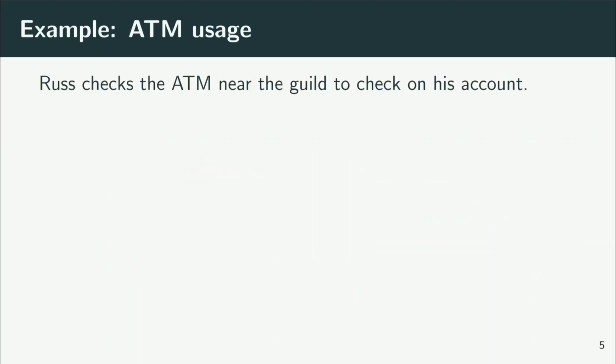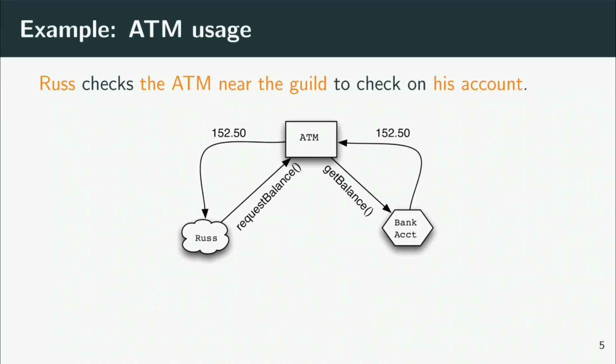Here's a more worldly example. Imagine Russ checks the ATM near the guild to check his bank account. We're looking at three objects: Russ, the ATM near the guild, and his bank account. Notice that I'm not saying any ATM, but it's a specific one, namely the one near the guild building. And also the account is not any account, it's the specific account that belongs to Russ.